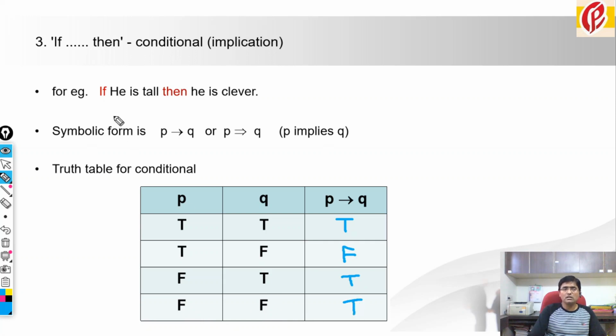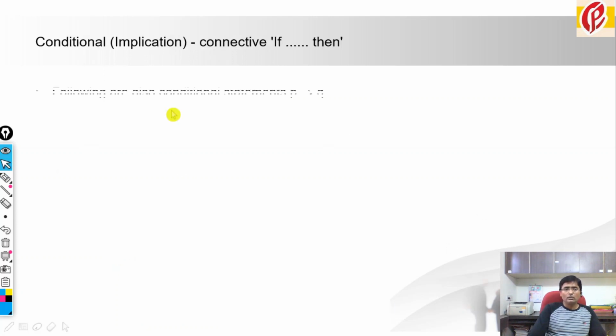So in the conditional statement, the second row, see here, in the conditional statement or if then, if P is true and Q is false, then the whole statement is false. If both are true, then it is true. If Q is true, then it is true. If both are false, then it is true.